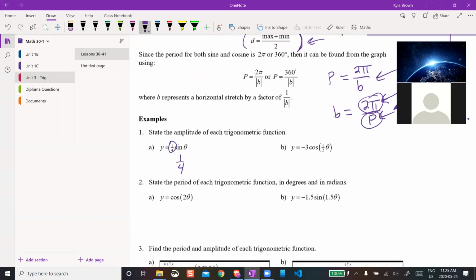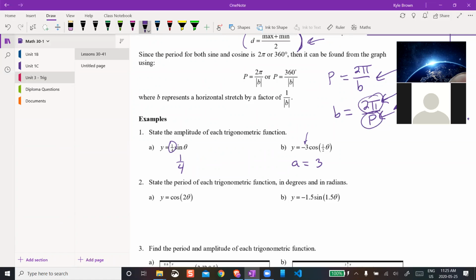Okay, now this one, y is equal to -3 cos 1/2 theta. In this case it's -3, but I know that amplitude is an absolute value, the positive version of it, because it's just how high or low it is from our midline. This is actually just going to be 3. So your amplitude here would be 3.